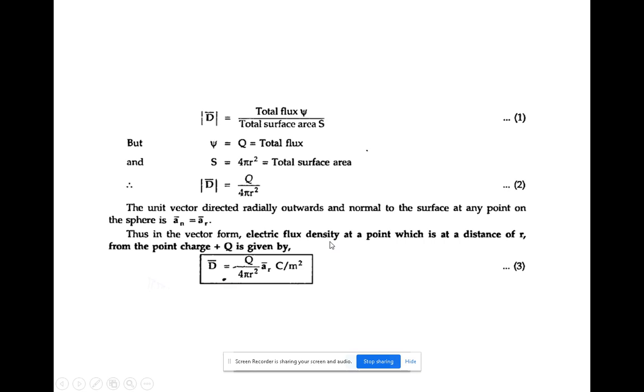Thus you can write the electric flux density at a point which is at a distance of r from the point charge Q. I'm going to select the point at radius distance r and replace the value of r. So it becomes Q by 4 pi r square into AR vector, the unit vector. Since the distance is r, with respect to the distance r, I am going to write the unit vector.